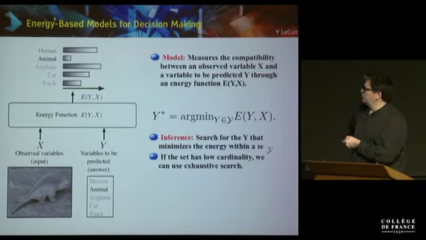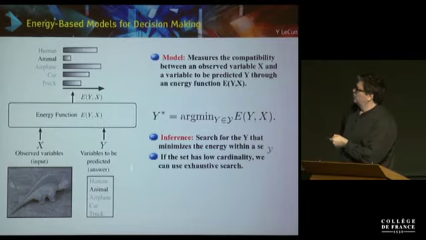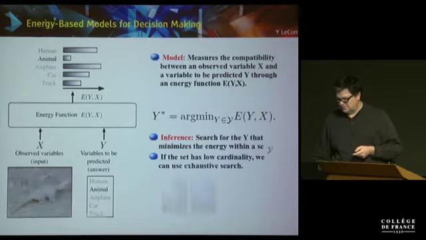For example, to classify images, you'll try all possibilities. You'll give this variable all the possibilities, and you measure the energy you obtain for each value, and you take the minimum. Okay? In this case, animal.